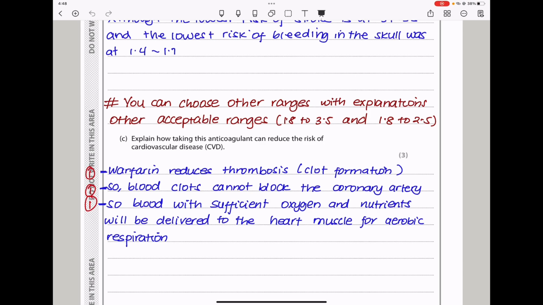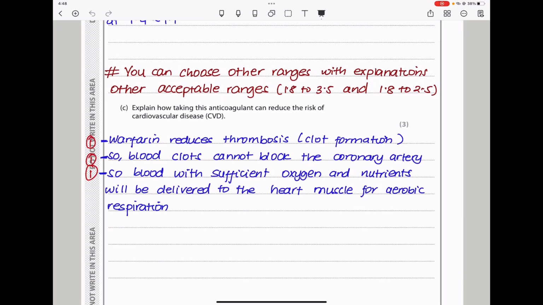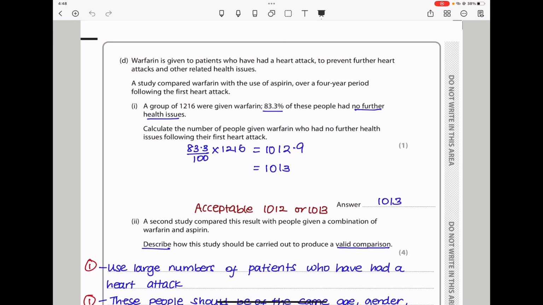Down here they say, explain how taking this anticoagulant can reduce the risk of cardiovascular disease, which is CVD. So warfarin is an anticoagulant, so it's going to reduce the thrombosis or formation of blood clots. So that means blood clots cannot block the coronary artery. So blood with sufficient oxygen and nutrients will be delivered to the heart muscle in order for aerobic respiration to take place.